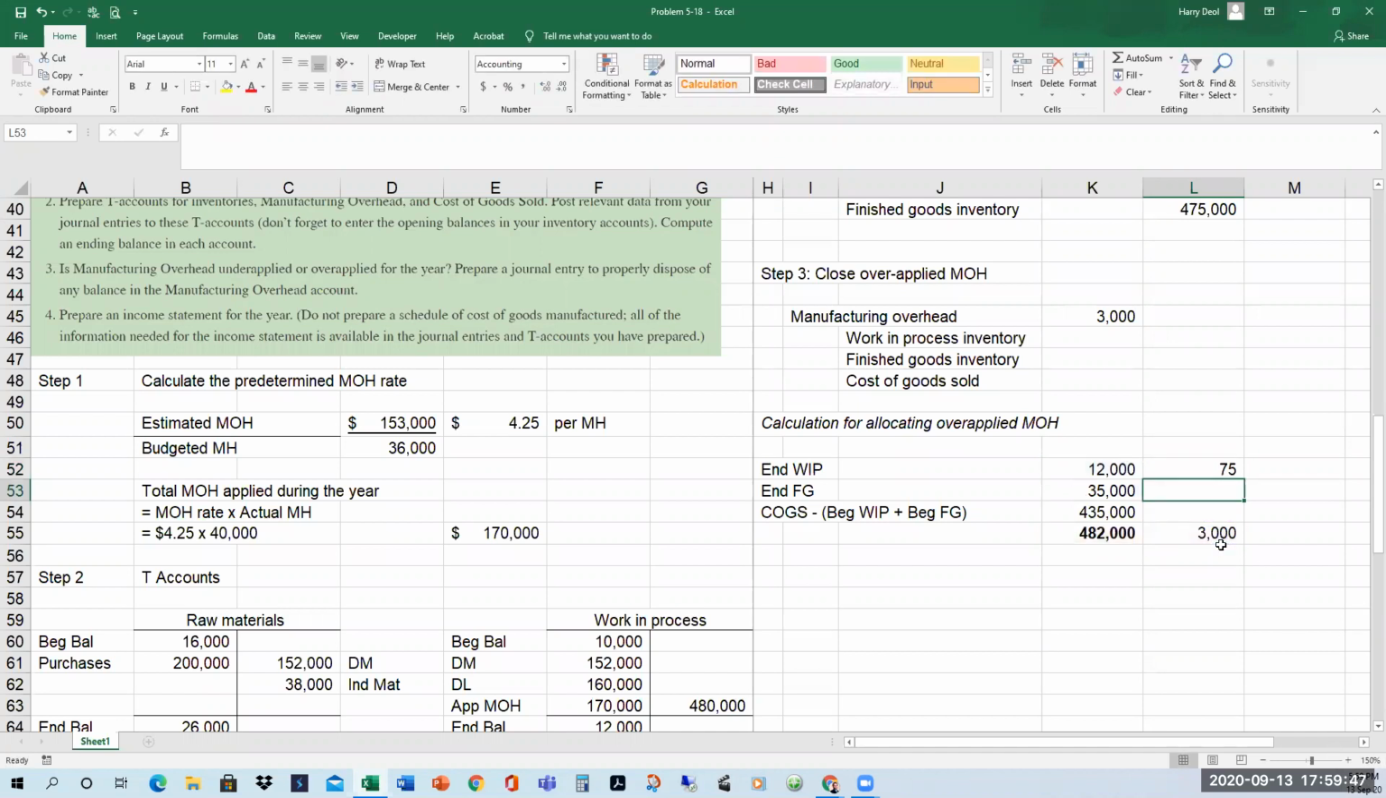You get $75. For the ending finished goods, 35,000 over 482,000 times 3,000, you get $218. So to work in process, we are going to allocate $75. To finished goods, we are going to allocate $218. To cost of goods sold, it's basically what's remaining, basically what's left, and that's $2,707.